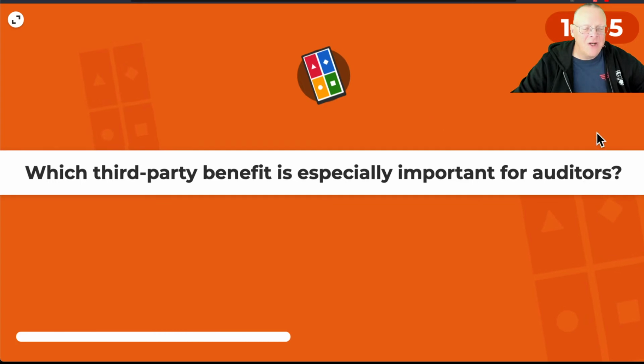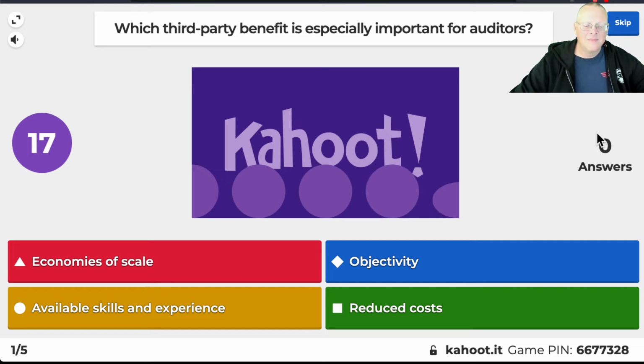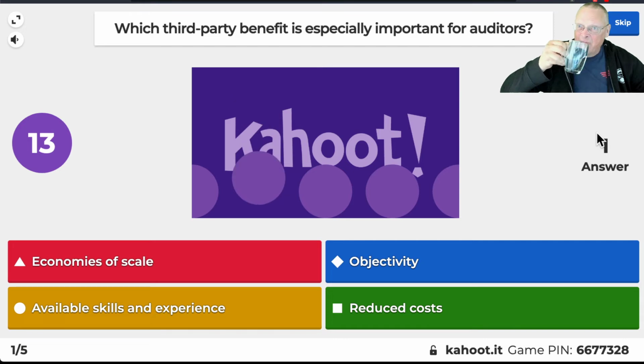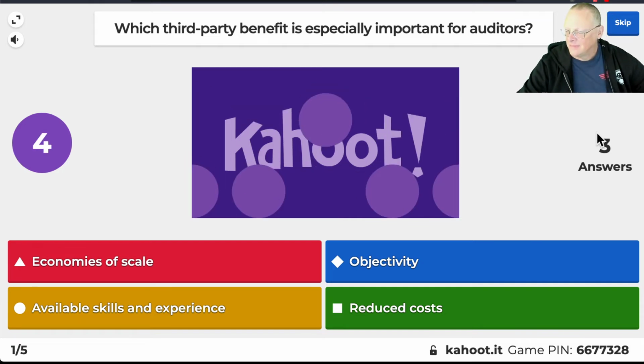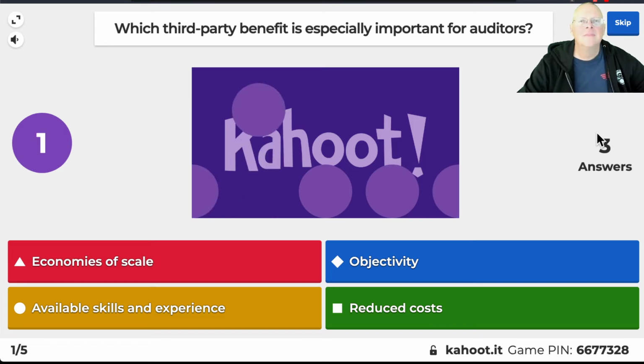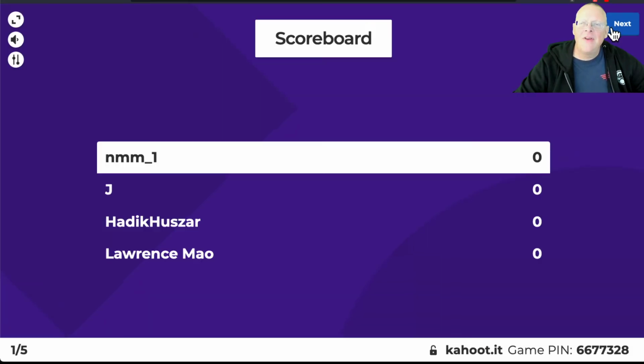All right, so which benefit is especially important for auditors? Yep, objectivity is what auditors have. All right. And if you get PCI DSS, you're required to get external audits by external auditors.